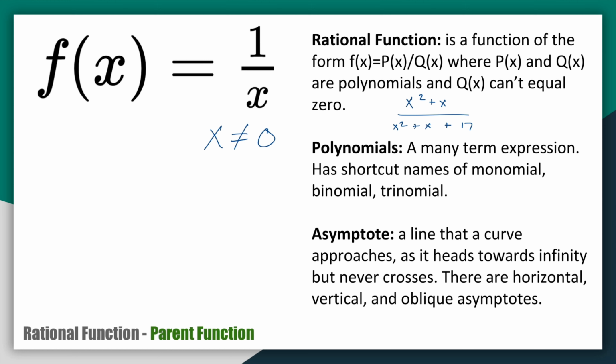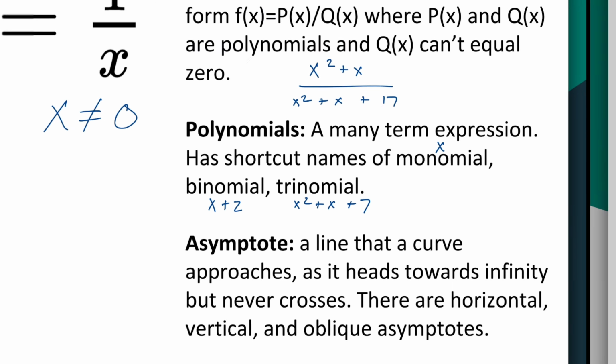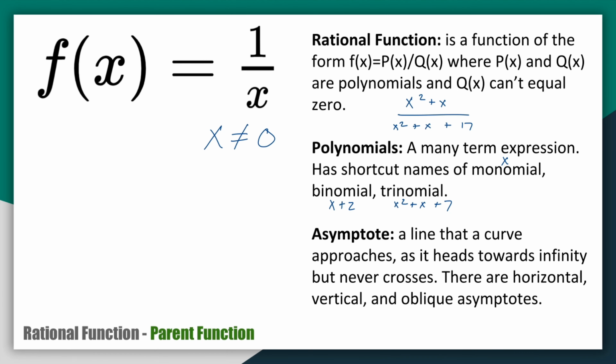Now a polynomial is a many-term expression, and it has shortcut names of monomial, binomial, and trinomial. So monomial would be x, a single term. A binomial would be x plus 2. A trinomial could be x squared plus x plus 7. These are all polynomials, and you can have more than 3 terms. You can have 4, 5, 6, 7, 8. Really think of a polynomial as just an expression. Now this one that I put here, we will be solving ones like this in this unit, but we won't be graphing ones like that. That's more of a pre-calculus level rational function.